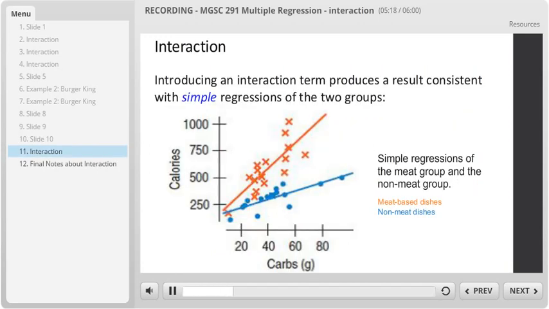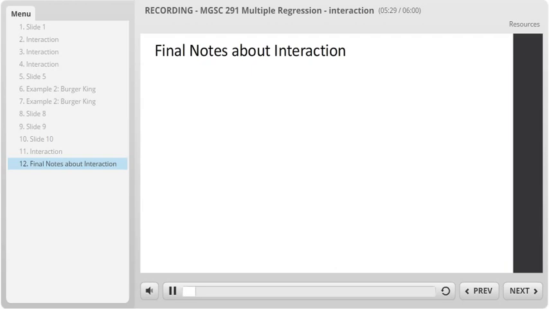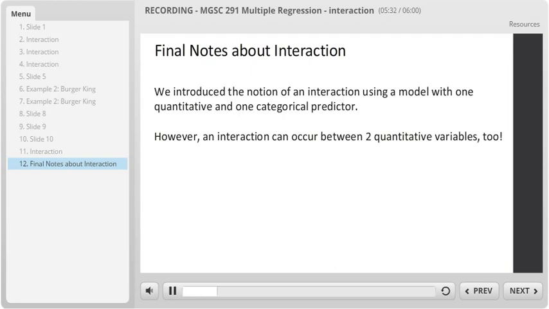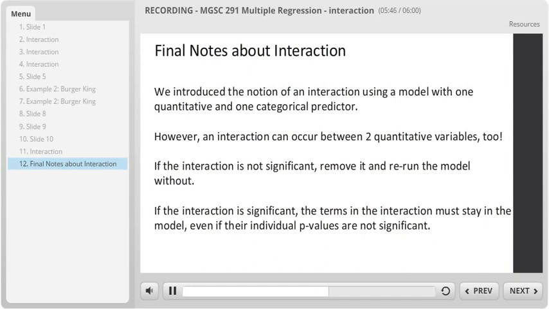Introducing an interaction term into our model was able to produce a result consistent with simple regressions of our two groups, which had differing intercepts and slopes. In this lesson, we introduced the notion of an interaction using a model with one quantitative variable and one categorical variable. However, an interaction can occur between two quantitative variables as well. If the interaction term is not significant, remove it and rerun the model without it. If the interaction term is significant, the terms in the interaction must stay in the model, even if their individual p-values are not significant.